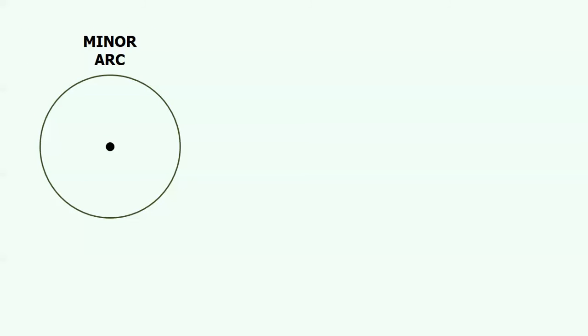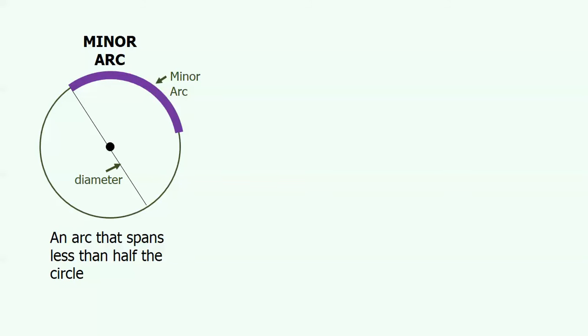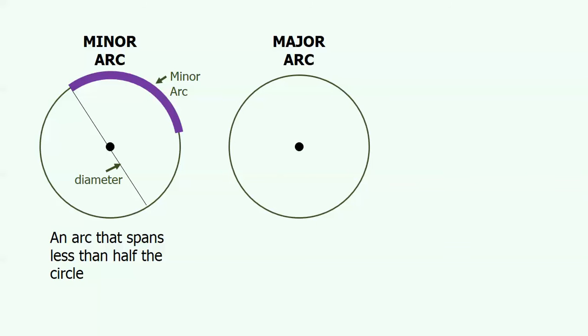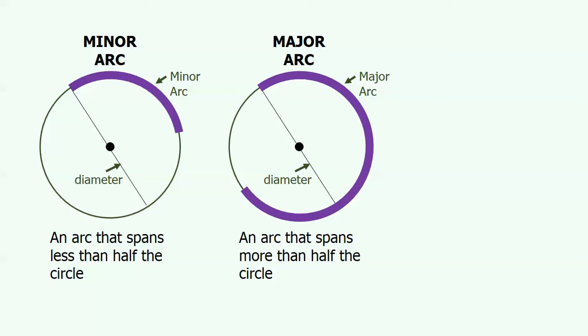Let's talk minor arc. This is an arc that spans less than half the circle. So if I have a diameter, the minor arc will not be able to hit both endpoints. It's going to be smaller. A major arc is an arc that spans more than half the circle. So if I have a diameter, the major arc will be able to pass it. It's going to be larger.